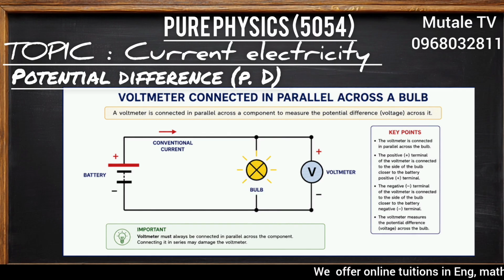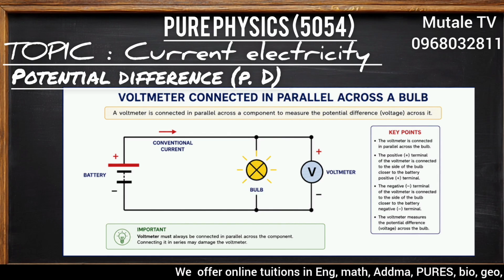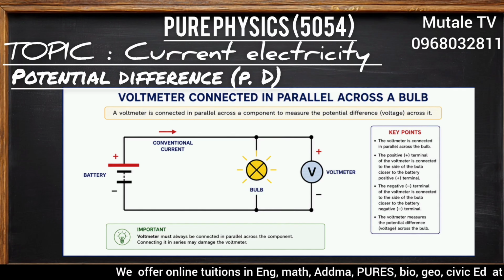It helps to think of it this way. Energy from the cell is carried by the charge and then used up as it passes through components like resistors, bulbs, and heaters, converted into forms like light or heat. And that used up energy per unit charge is what we call the potential difference across that component.